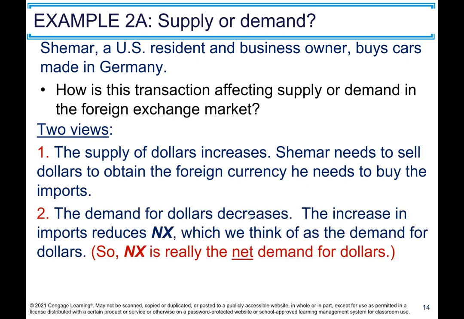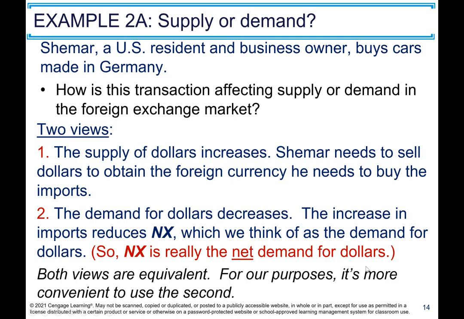Two, the demand for dollars decreases. The increase in imports reduces NX, which we think of as the demand for dollars. So NX is really the net demand for dollars. Both views are equivalent. For our purposes, it is more convenient to use the second.